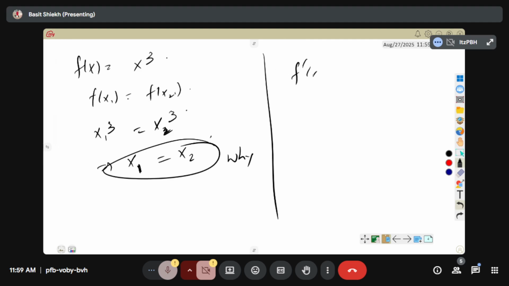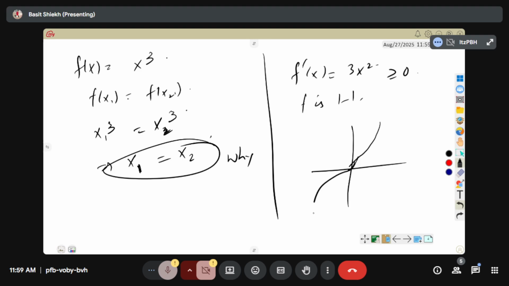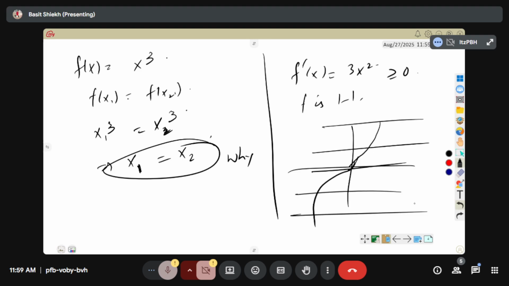Second method, f'(x) = 3x². This is always greater than or equal to 0, since x² is always greater than or equal to 0. So f is one-one. Third method is drawing its graph. I have drawn its graph. Take any parallel line to the x-axis. It touches at most one point of the graph. So f is not many-one, f is one-one. Okay? Is this clear? I have done all three methods.